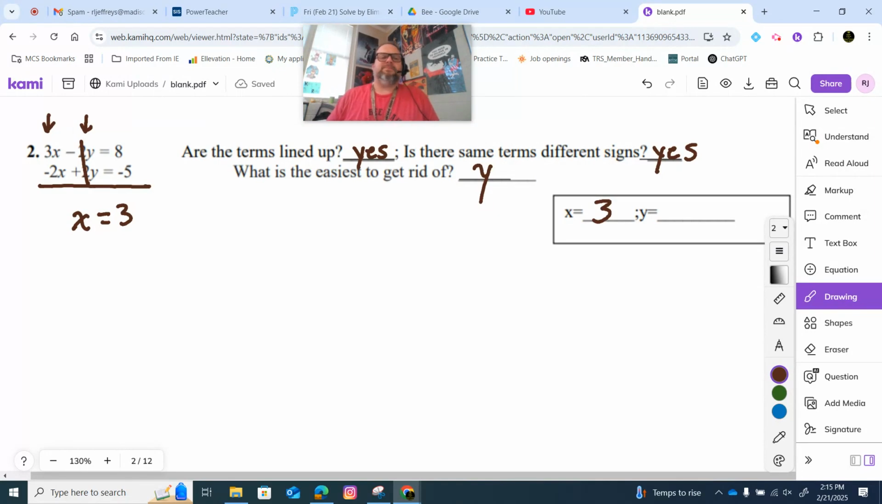Now, what would you like to use? Would you like to use the top or would you like to use the bottom? I heard top from somewhere. So 3x minus 2y equals 8.